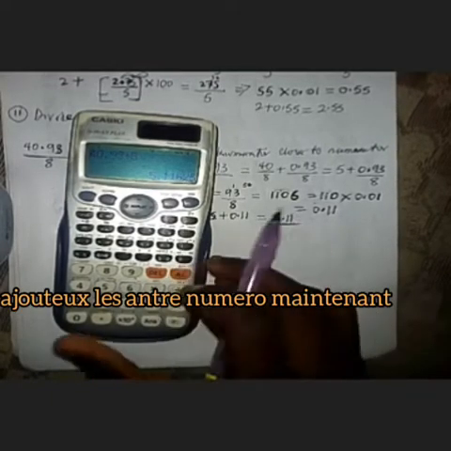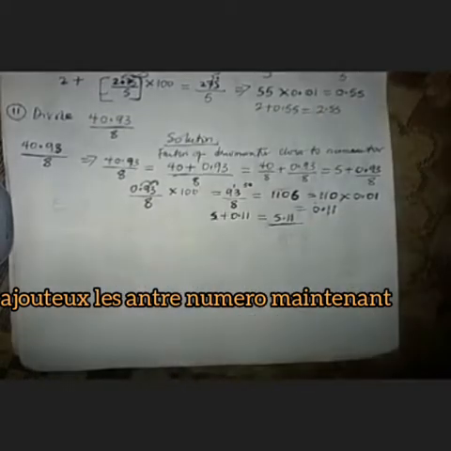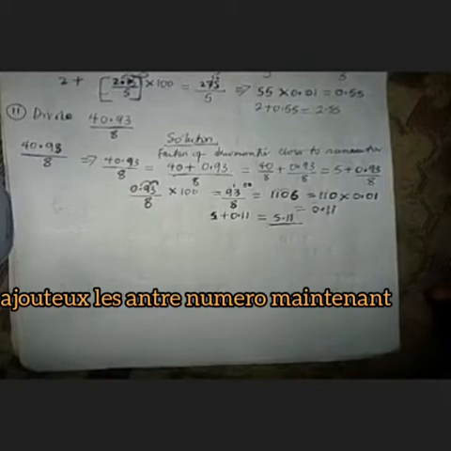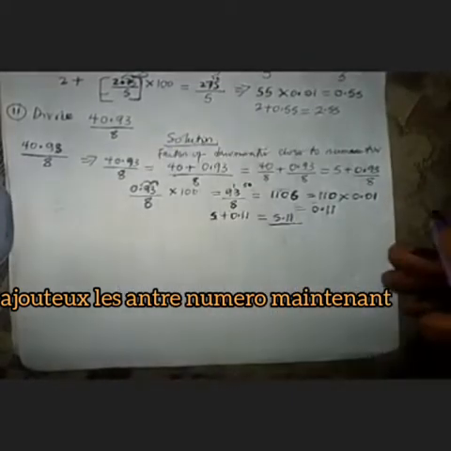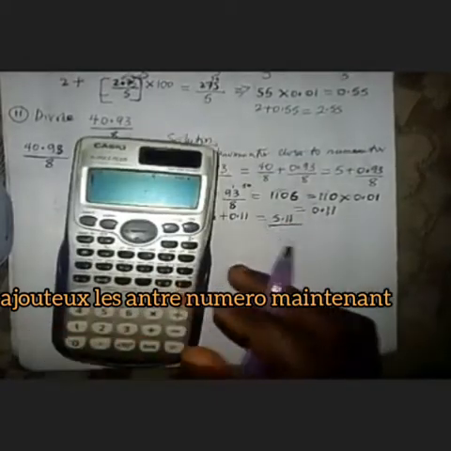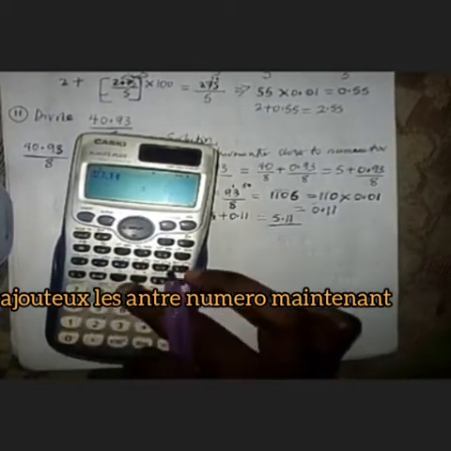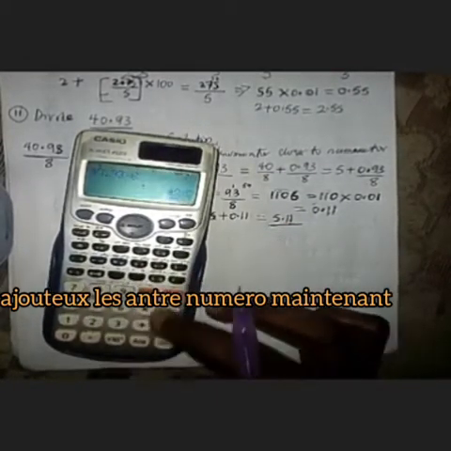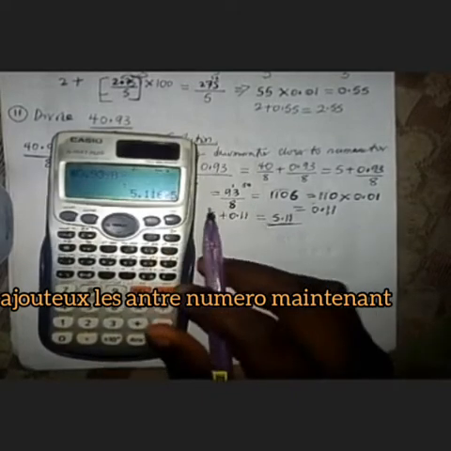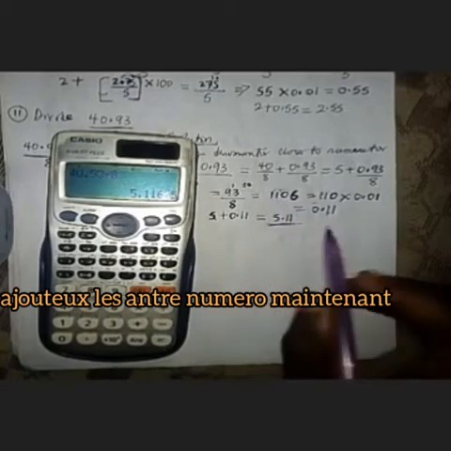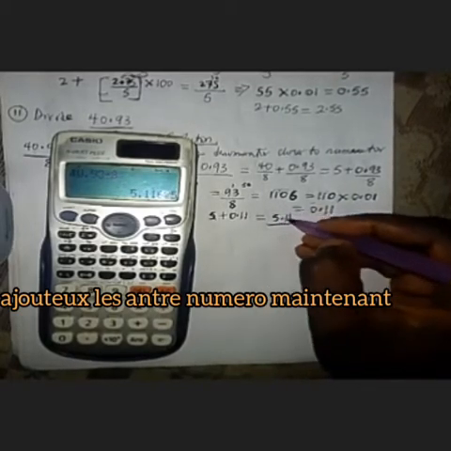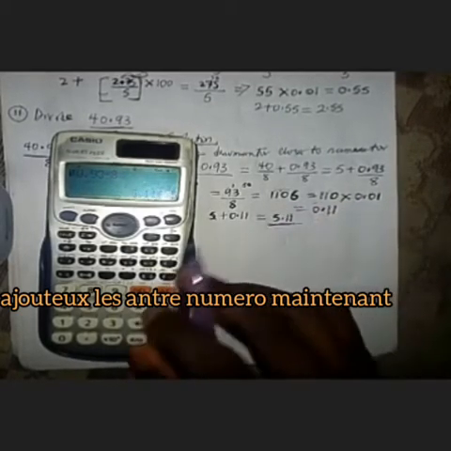So you can see, 40.93 divided by 8 once again, as you can see. And there's a mistake I made there. That's why I approximated it to 2 decimal places.